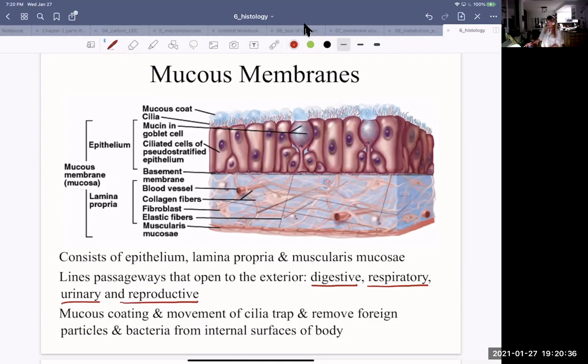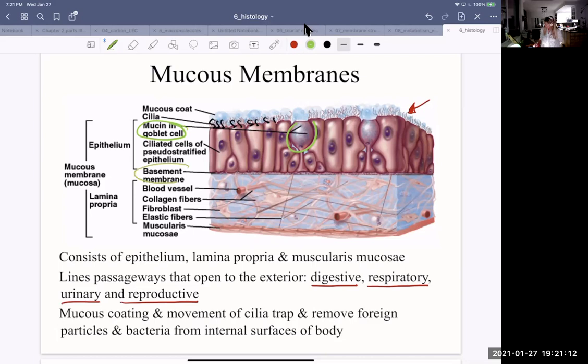And mucous membranes consist of a mucous coat. So those are the glycoproteins, the mucin, and cilia. So here are the cilia that keep beating even after you die. The mucin is excreted from a goblet cell. That's the goblet cell. These are pseudostratified epithelial cells, and we'll be looking at those in the histology lab today.